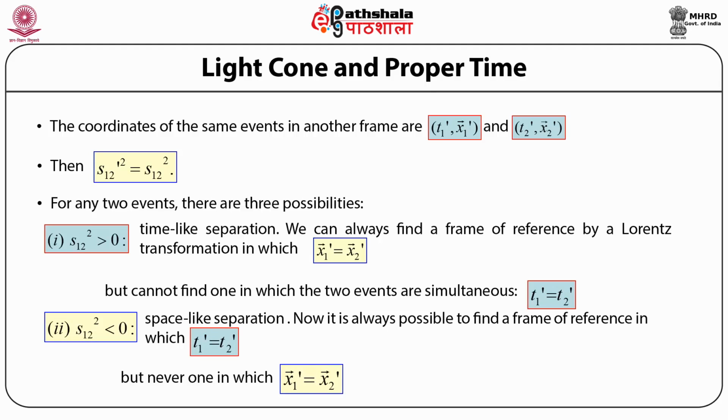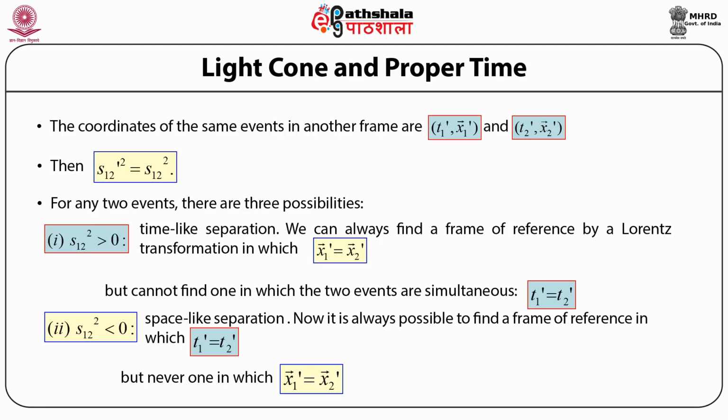The second possibility is s12 squared less than 0, and this is referred to as space-like separation. In this case, it is always possible to find a frame of reference in which t1 prime is equal to t2 prime for the two events, that is, the simultaneity of the two events is possible. However, one cannot find coordinates in a frame of reference such that x1 prime is equal to x2 prime for the two events.